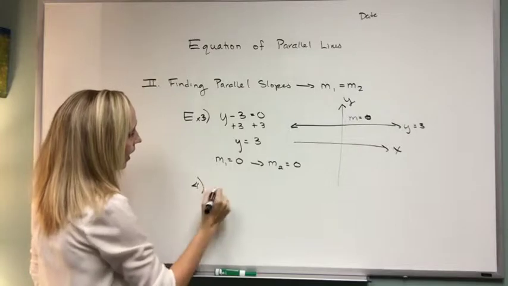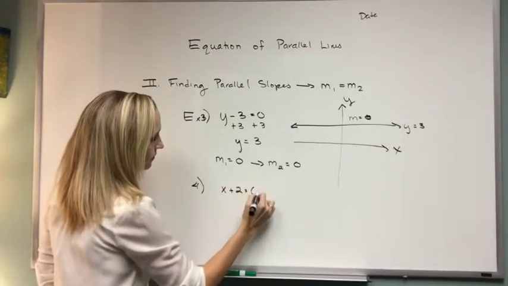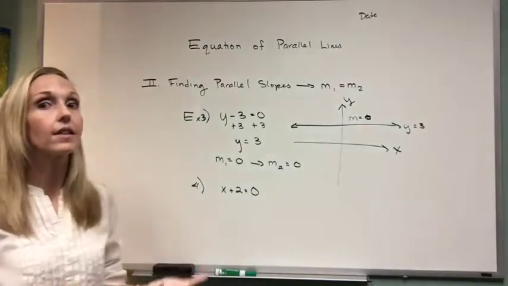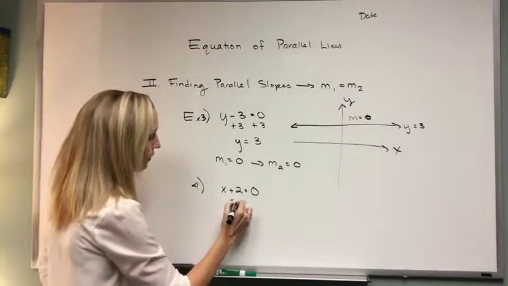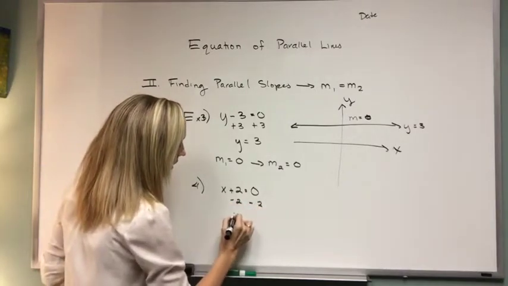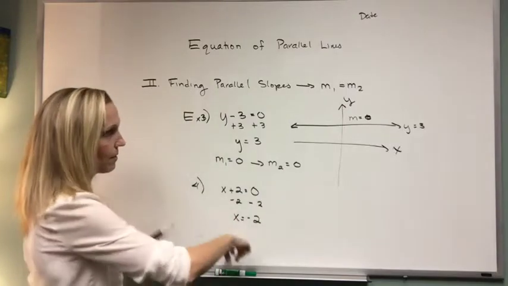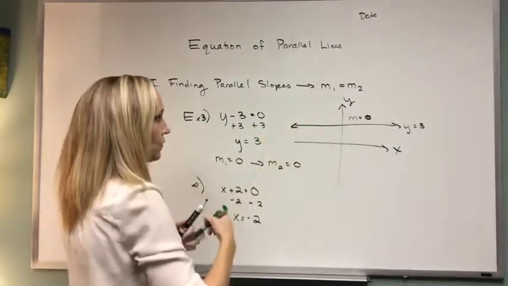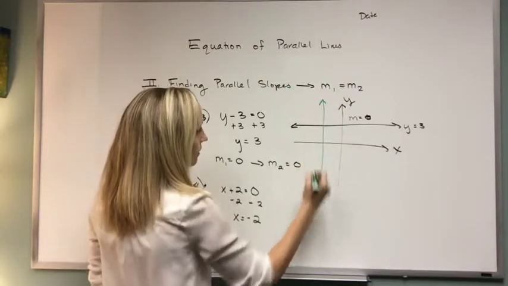What if I give you something like this? Now we only have x equals. There's no y. So when there's x equals, I'm going to solve for it. I get x equals negative 2. So that means I'm intersecting the x-axis at negative 2. So therefore, it has to be a vertical line.